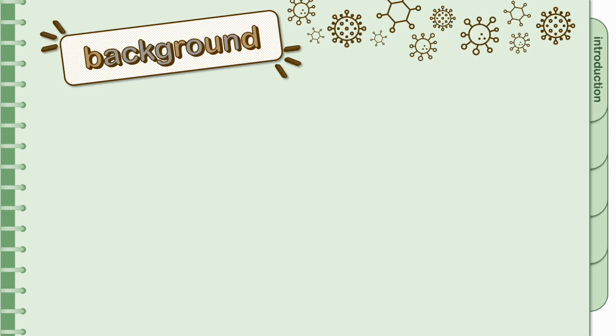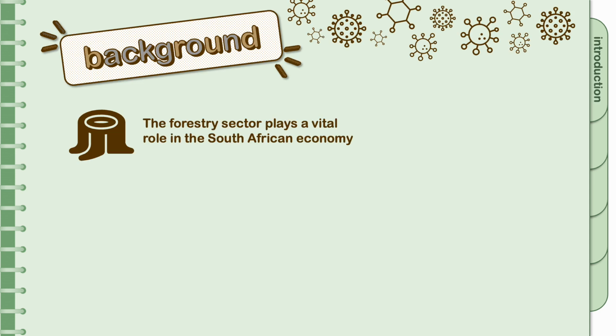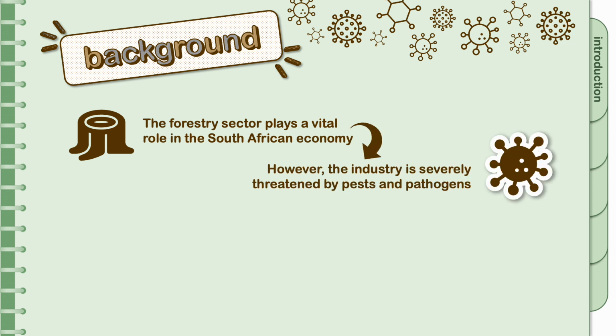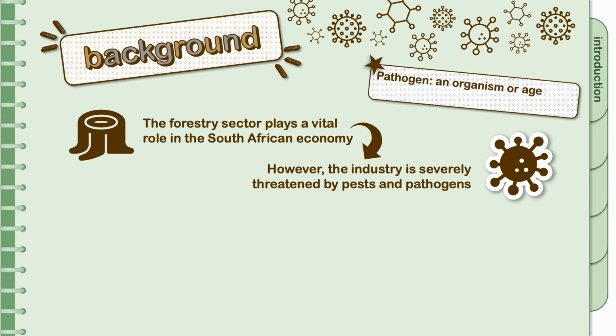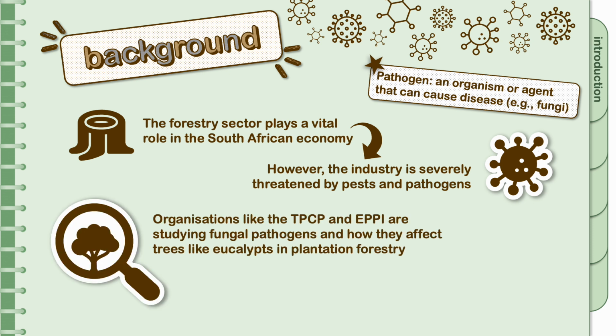A bit of background on our project. The forestry sector plays a vital role in the South African economy. However, the industry is severely threatened by pests and pathogens. Now, what are pathogens, you may wonder? Pathogens are organisms or agents that can cause disease. So for example, in this case, fungi.